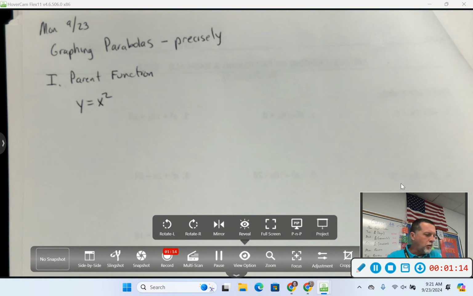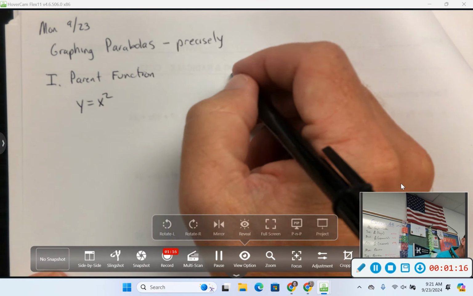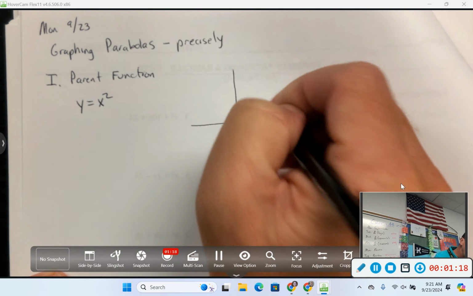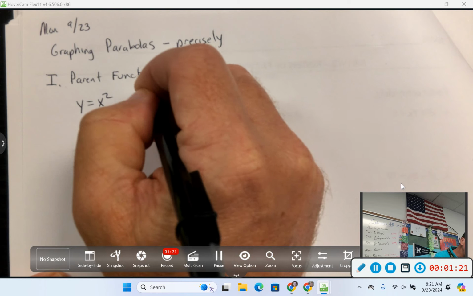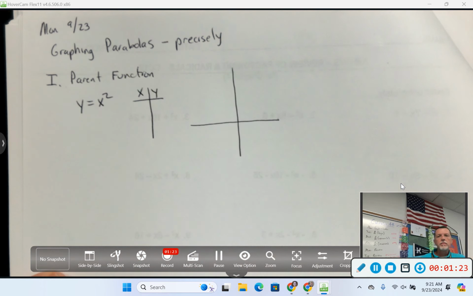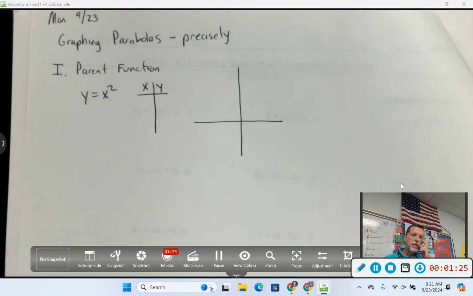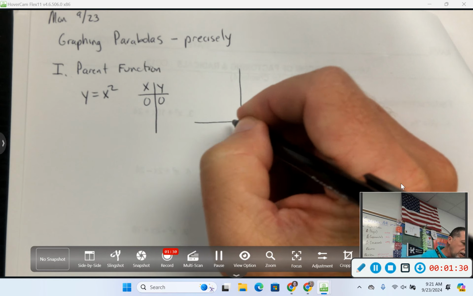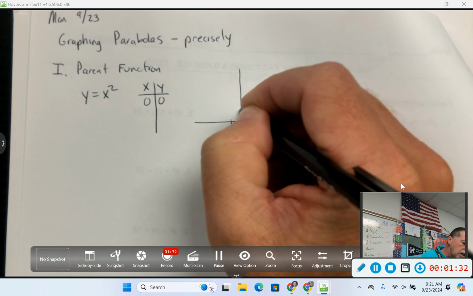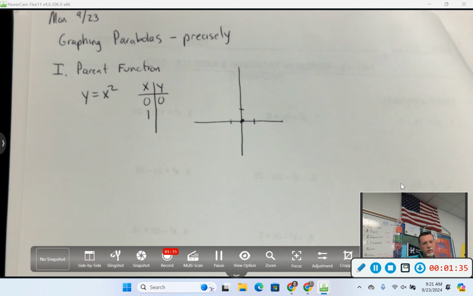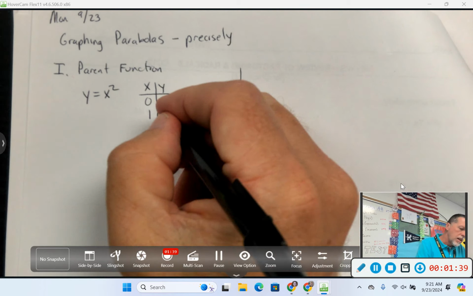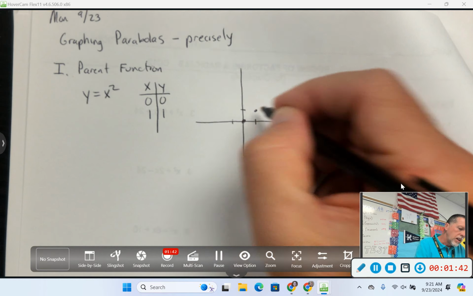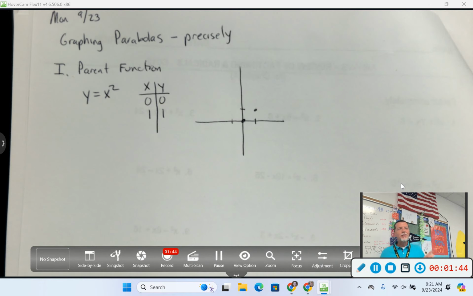We know it's a U, but let's be a little more precise. And in order to be precise, maybe a table of values. So 0, 0, that's an easy one. Plug in 1. What do we get when we plug in 1? 1. So 1, 1. What would we get? Notice I'm not writing it down yet. What would we get if we plugged in negative 1?